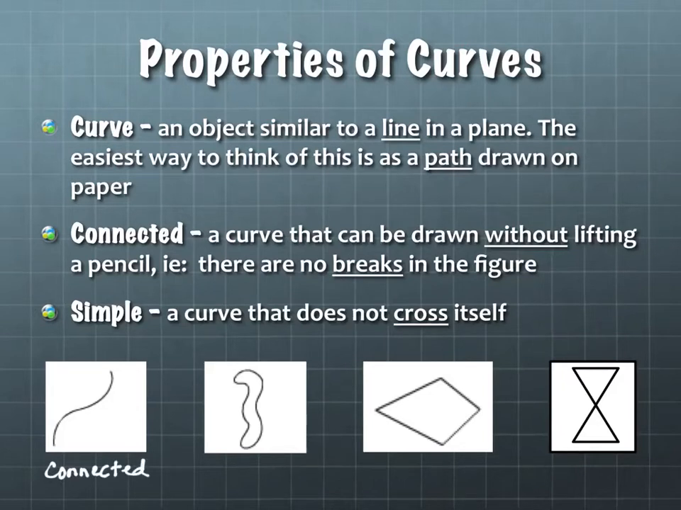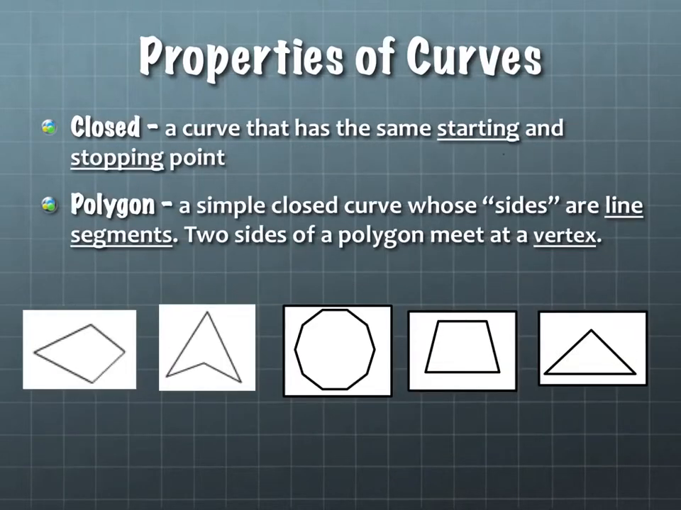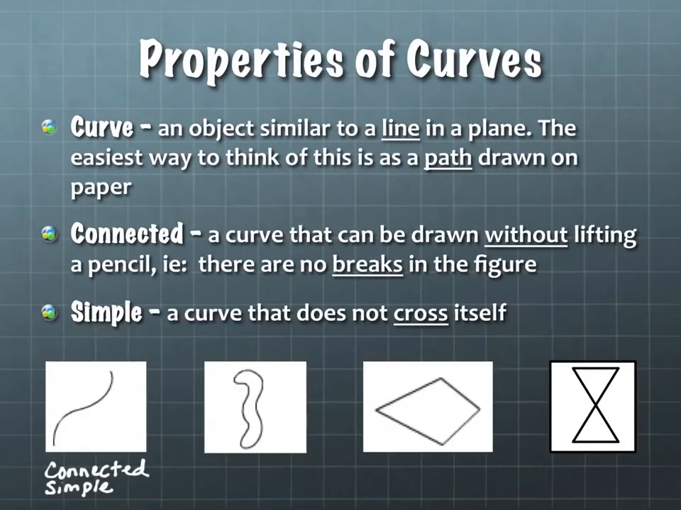How about simple? Is it simple? Yes, because it doesn't cross itself. And is it closed? The definition was over here. Is it closed? No. So it is not closed. How about the second shape? Connected. Yes. Simple. Yes. Closed. Yes, this one is also closed.